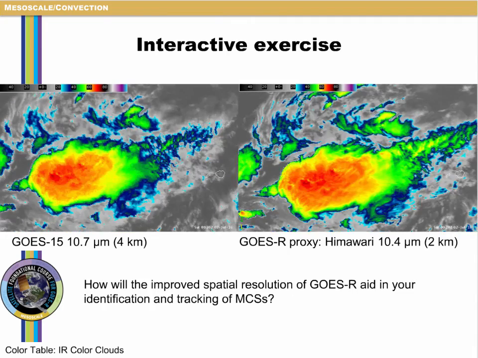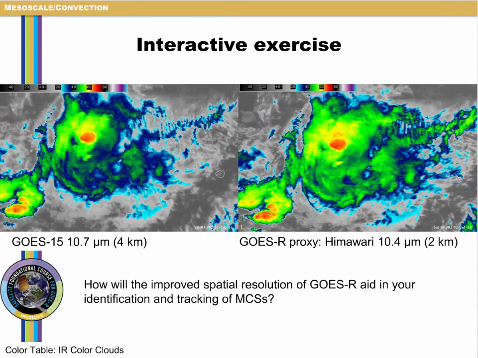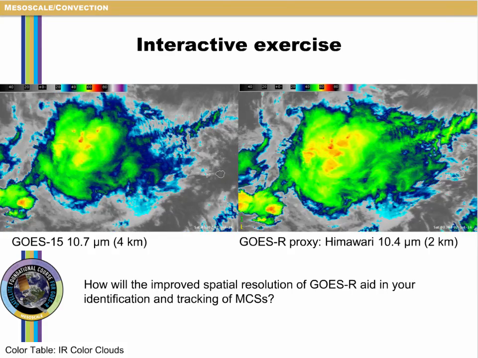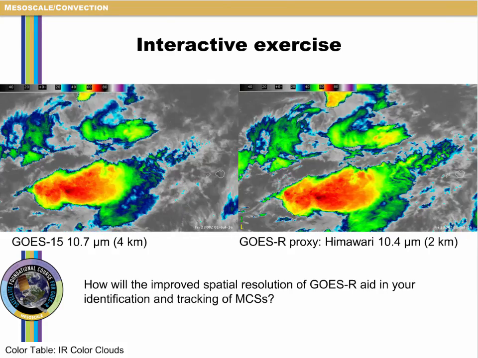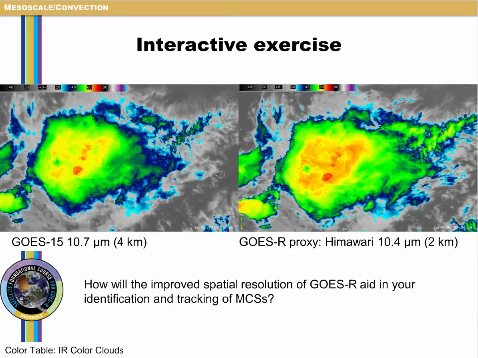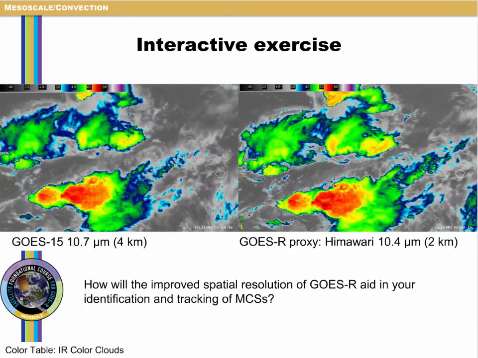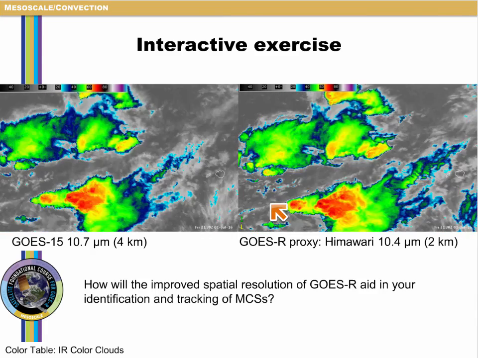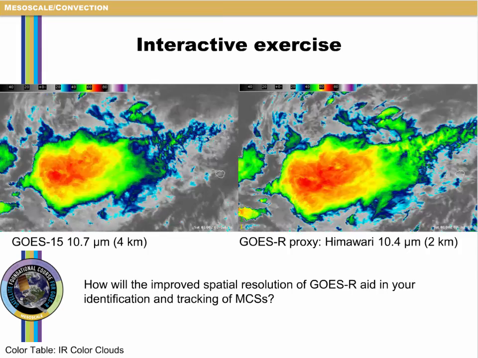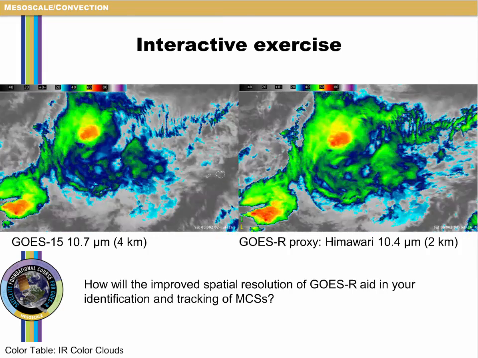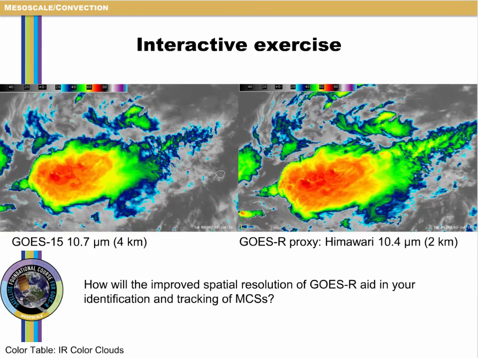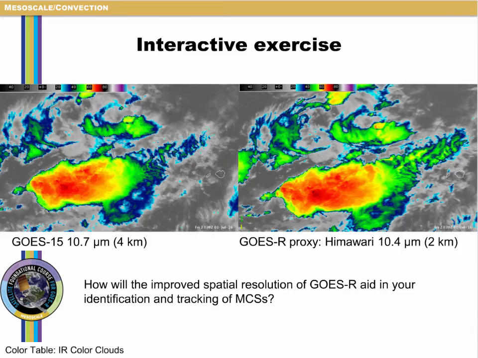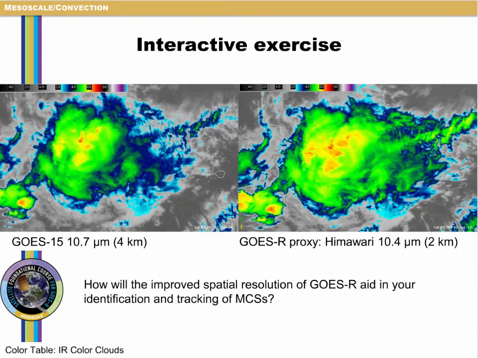Time for an interactive exercise. Consider what you have now for tracking MCSs with current GOES at 4 kilometers and compare with GOES-R at 2 kilometers, which is what we've been showing with our Himawari examples. In this example, I show an MCS west of Hawaii with current GOES, then a time-matched view from Himawari with the same band and color table for comparison. Keep in mind this is on the limb for Himawari, which degrades the spatial resolution to some extent. This is not a time resolution comparison, but the idea to convey here is improved spatial resolution of GOES-R.